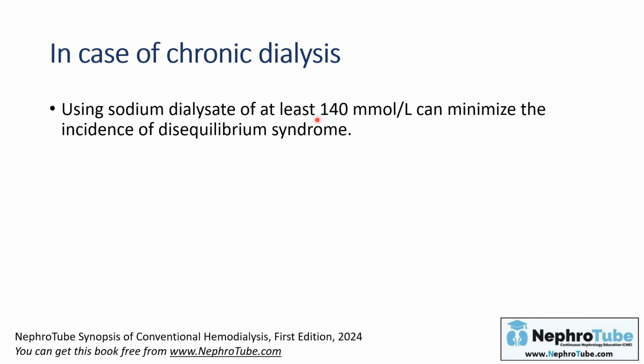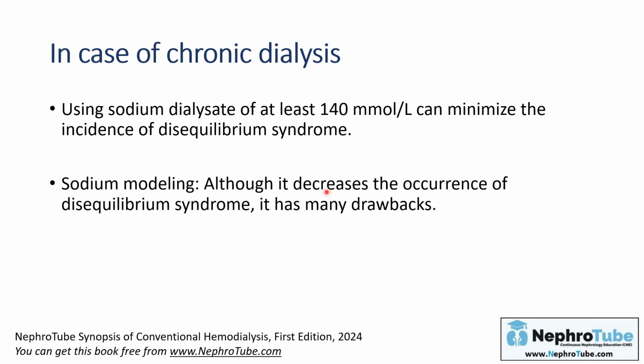In case of chronic dialysis, to avoid disequilibrium, it is suggested to use a sodium dialysate of 140 millimole per liter, but the disadvantage is that it may induce thirst and intradialytic weight gain. Also, there is a suggestion to use sodium modeling. We discussed sodium modeling in detail in the lecture on intradialytic hypotension, and we mentioned that it has a lot of drawbacks, again thirst, increased water intake, and increased intradialytic weight gain. So both of them are not preferred.